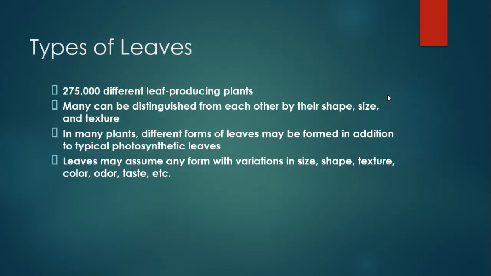There are 275,000 different leaf-producing plants. That is a lot of plants and a lot of plant leaves to try to classify, and I'm sure that there are some in different remote locations that we've never seen before. Many can be distinguished from each other by their shape, size, and texture, so they're all a little bit different. In many plants, different forms of the leaves may be formed in addition to the typical photosynthetic leaves. Leaves can assume any form with variations in size, shape, texture, color, odor, taste, etc.